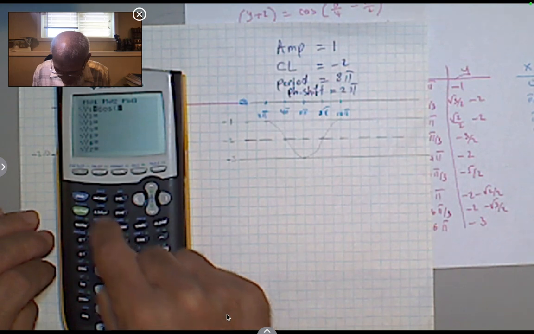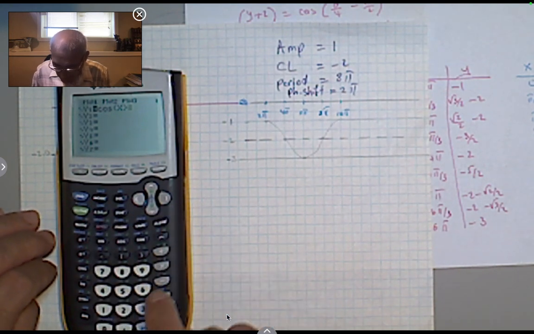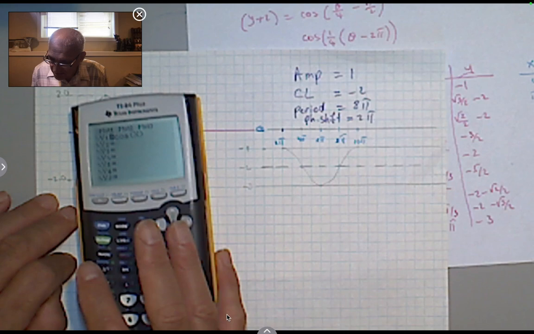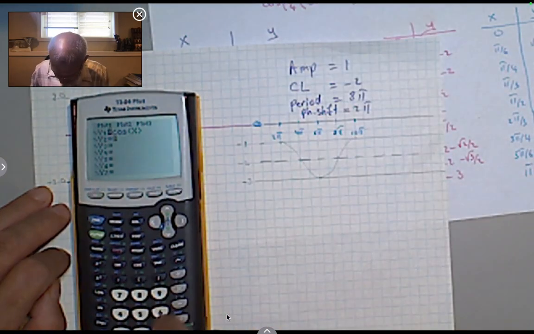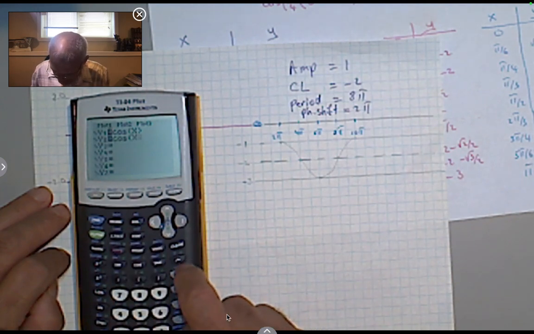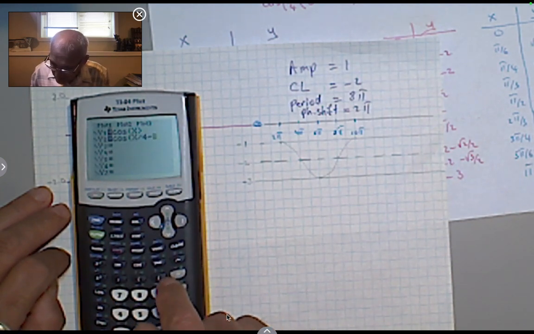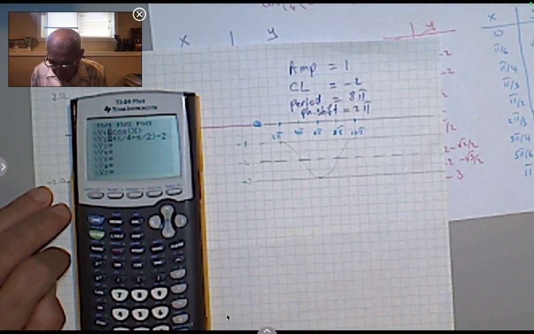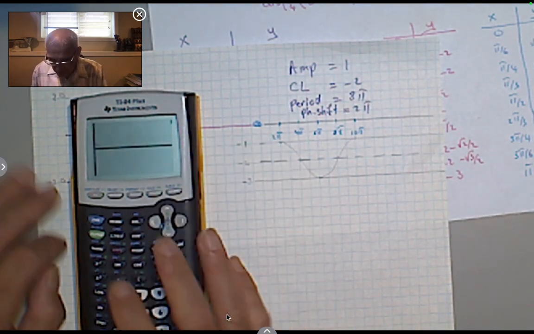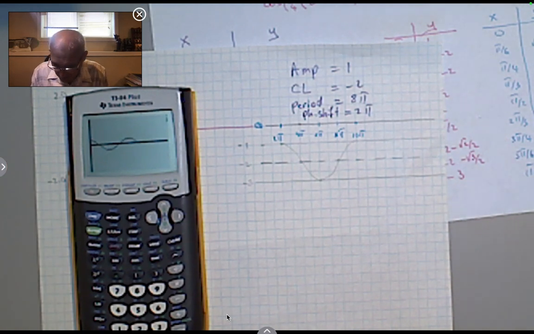Okay, so now let's clear that. This one is cosine x, and this one we said is cosine of x over 4 minus pi over 2, minus 2. This is the cosine graph. I drew it like that. You see how long it is?